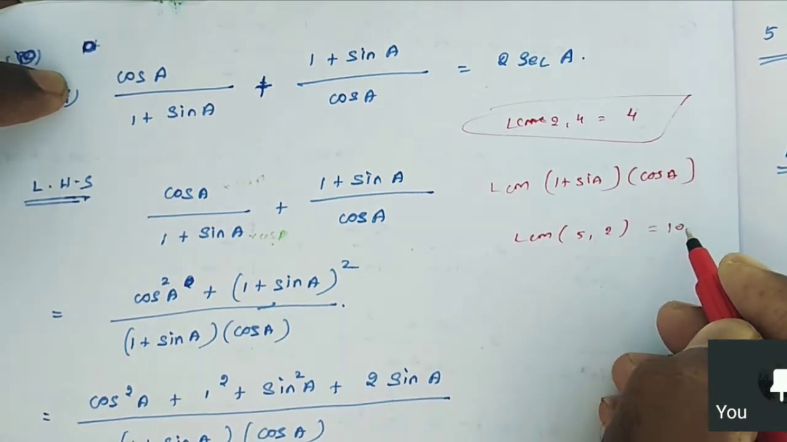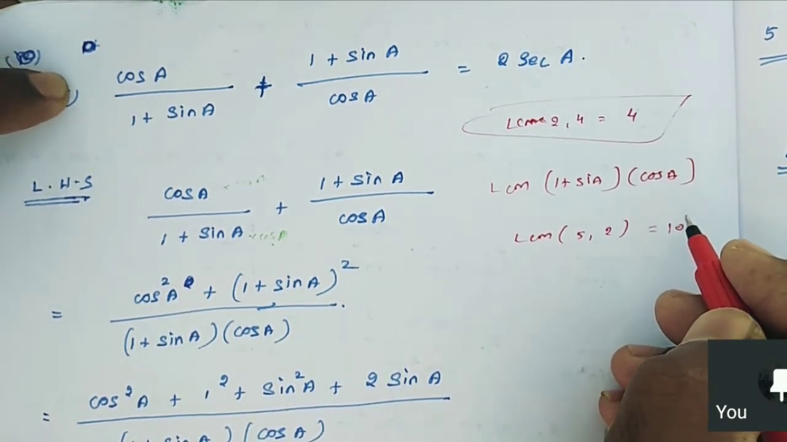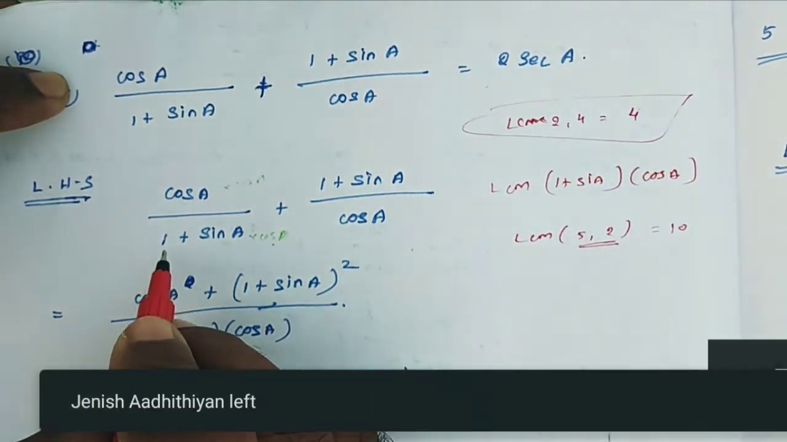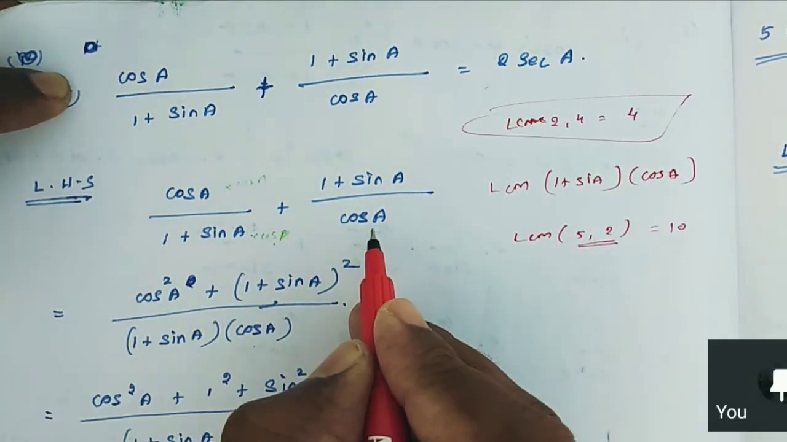10. How will you find this? You should multiply the denominators. In the same way, you should multiply 1 plus sine A into cos A. Clear?